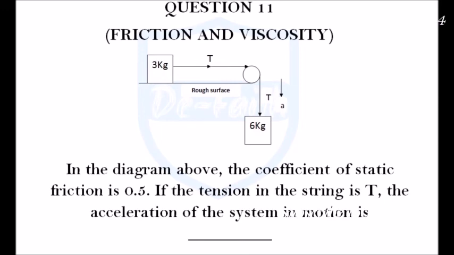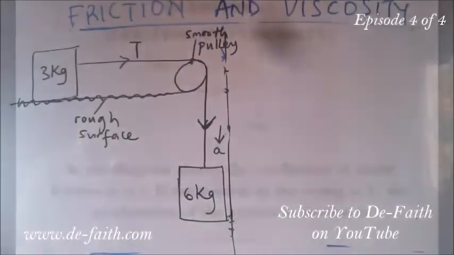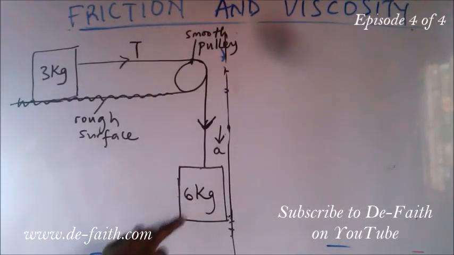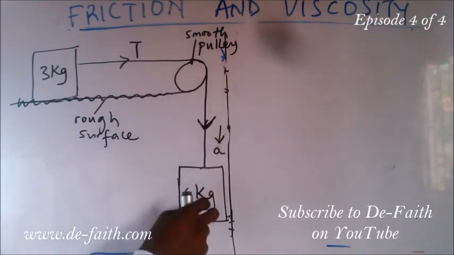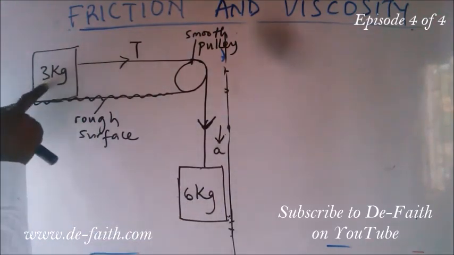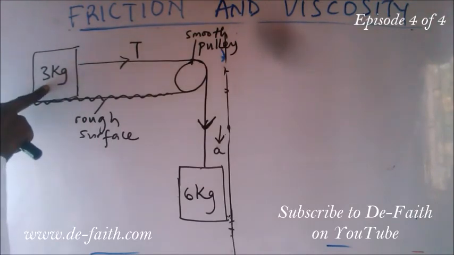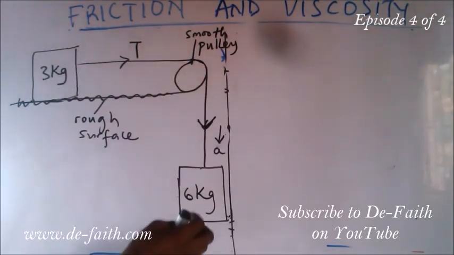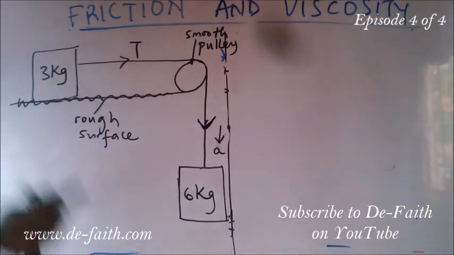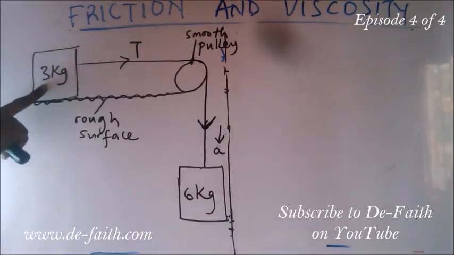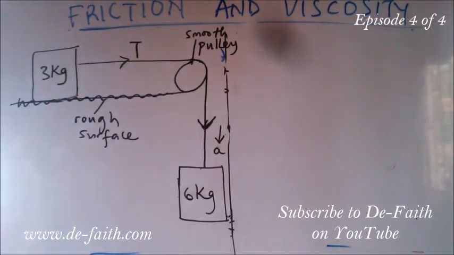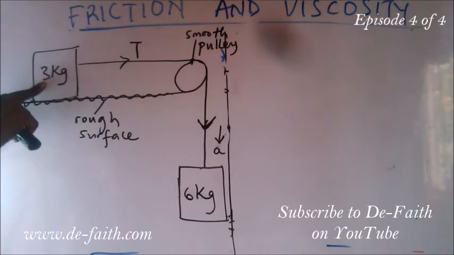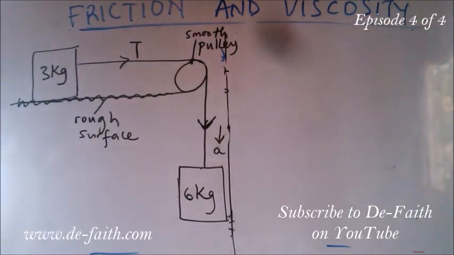In this diagram, the coefficient of static friction is 0.5. If the tension in the string is T, the acceleration of the system in motion is dash. Here we have a body of mass 6 kg being pulled down by this particular mass, and we have a mass of 3 kg down here. Now this mass is going to limit the quick movement of this 6 kg, but it is not only this mass that will limit its movement downwards, but also the surface which is rough.